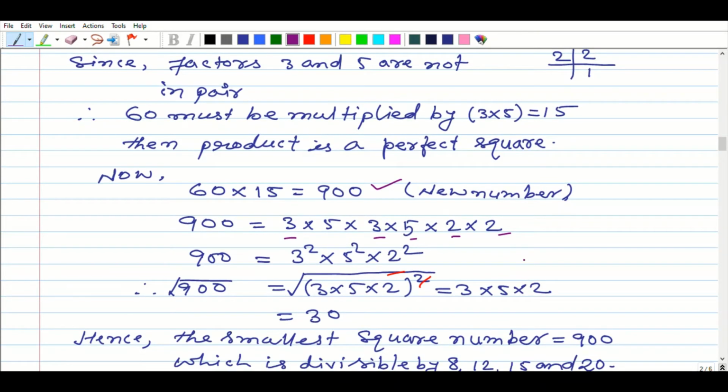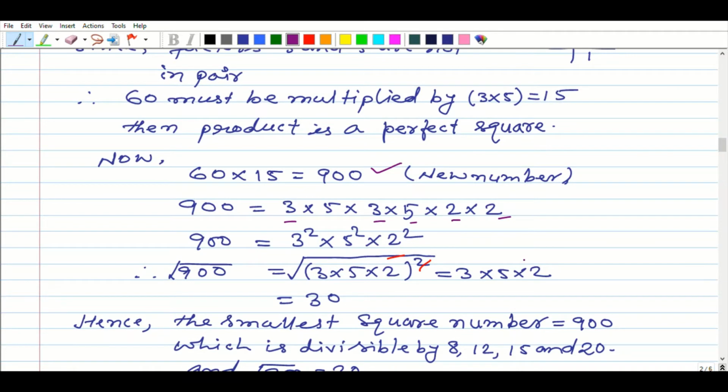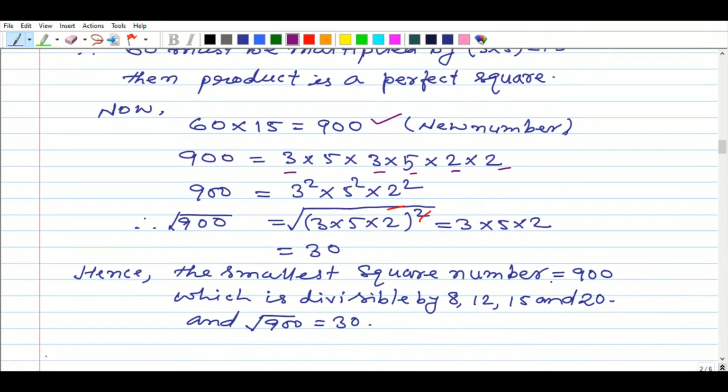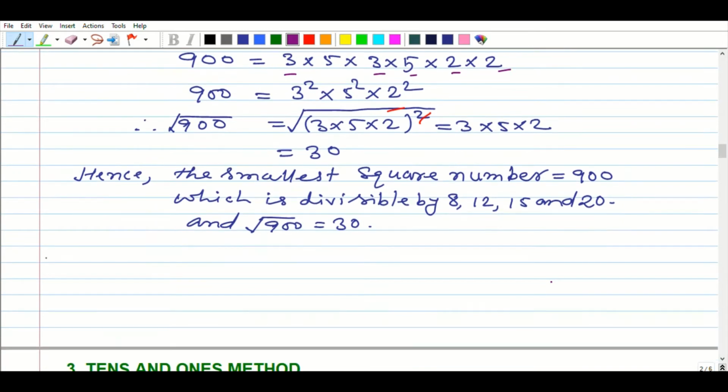That is the smallest number which is multiplied by 60, that is 15, right? So that is the answer. The smallest square number is 900, which is divisible by 8, 12, 15 and 20, and the square root of 900 is 30, right? Now take another example.